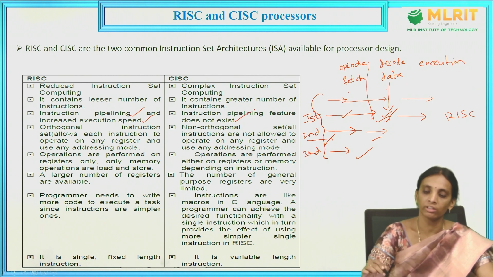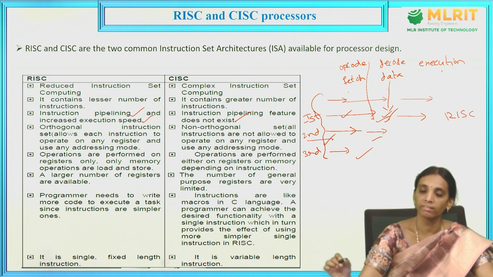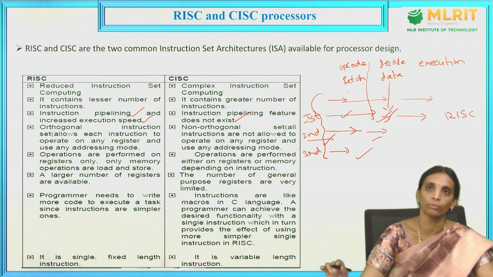In CISC, the instruction pipelining feature does not exist. Why? Because here the same memory is used for both program and data, and the same instructions are used for both memory transfer and register data transfer. So here pipelining will not be possible.